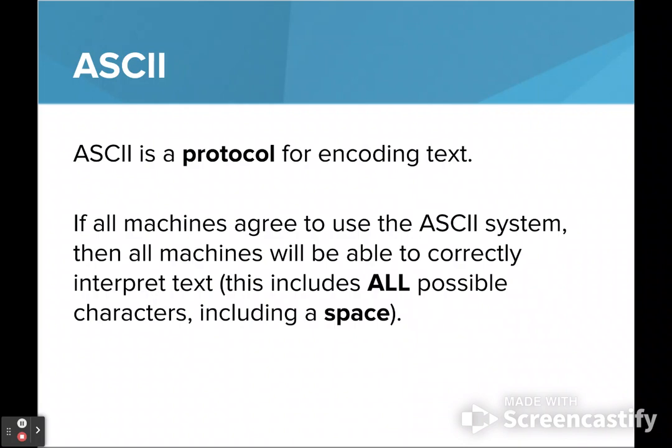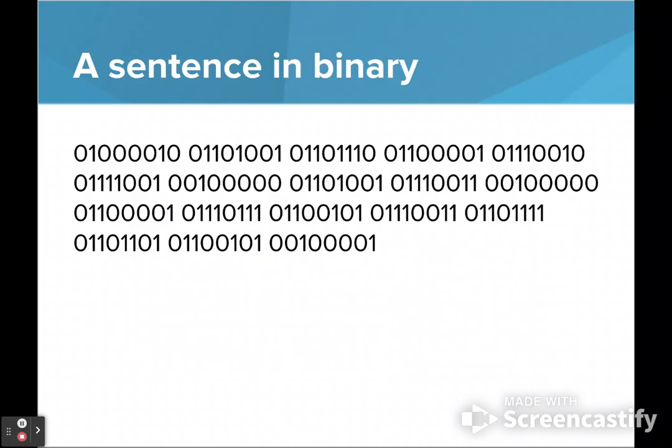ASCII is a protocol for encoding text. If all machines agree to use the ASCII symbol, then all machines will be able to correctly interpret text. This includes all possible characters, including a space. So not only is there the curly brackets, a period, a question mark, but the space bar also has its own 8 digits of zeros and ones that represents the space bar. This is how all computers are able to communicate with one another.